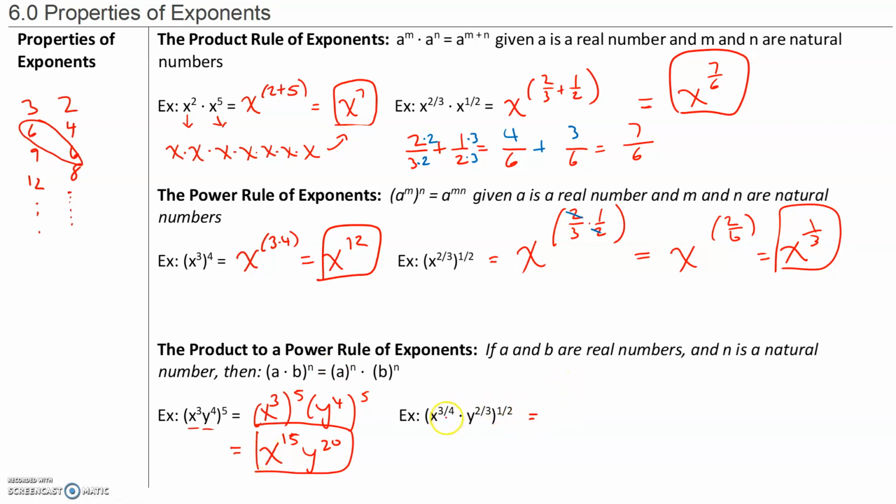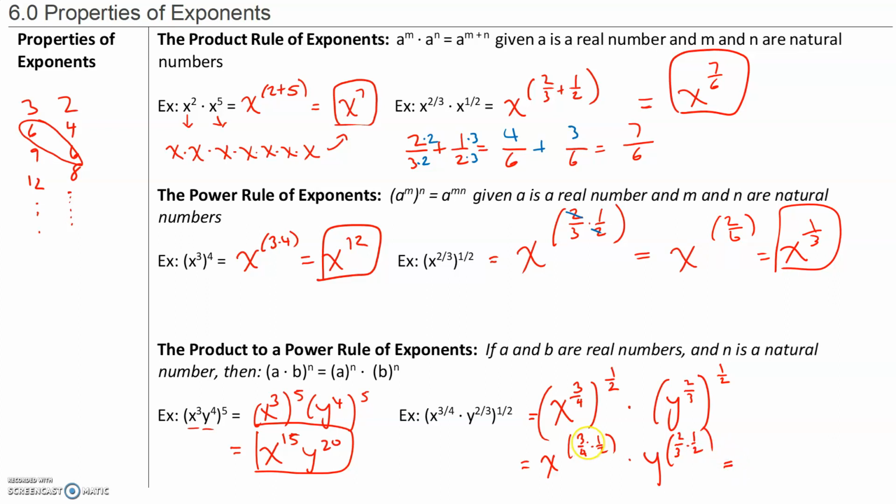We're going to rewrite this as, so you have two terms in a parentheses, and that whole parentheses is being raised to the 1/2 power. So by the product to power rule, if you have a product inside a parentheses, and that whole parentheses is raised to a power, then this is going to equal x to the 3/4 raised to the 1/2 power times y to the 2/3 raised to the 1/2 power. Okay, so let's multiply these together because you have the same base but two exponents. So this is going to give you x to the 3/4 times 1/2 times y to the 2/3 times 1/2.